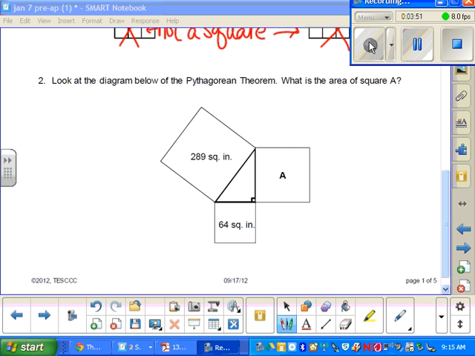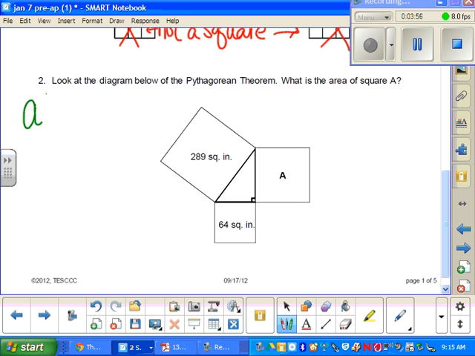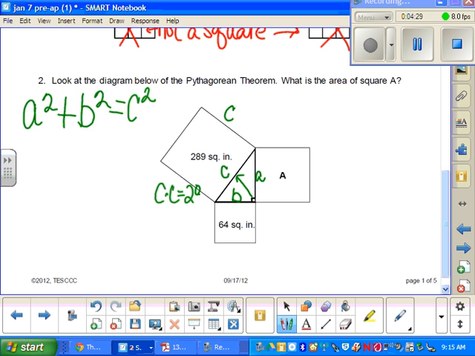All right, number 2 says, look at the diagram below of the Pythagorean theorem. What is the area of square A? The first thing I want you to do is write down that formula. A squared plus B squared equals C squared. Now, we're going to start with C squared, which is your hypotenuse. Locate your hypotenuse. Remember, it is opposite the right angle, and it measures 289 square inches. Okay, that is the area. That is C squared.